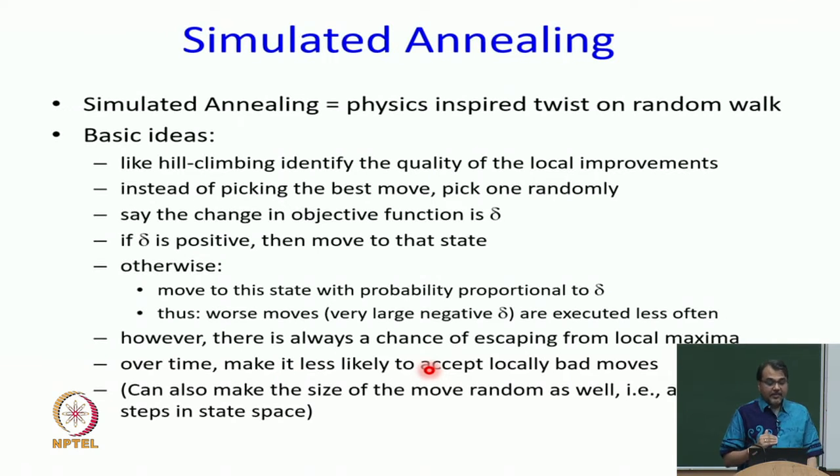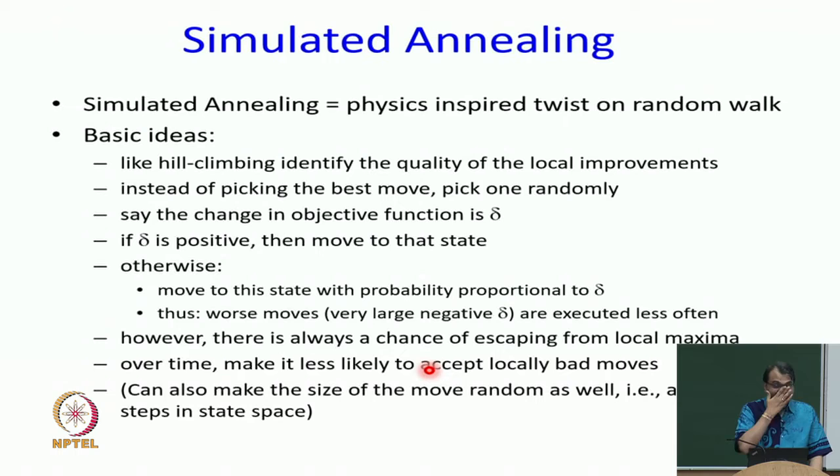Now what is happening is you are moving to the state with probability proportional to delta. So, worse moves, very large negative delta, will probably not be executed very often. If this state looks so bad compared to me, then I would be rather dumb going there, but with a very small probability I will go there, with a very high probability I will not go there. If the state is somewhat worse than me, but not too much, then I will probably go there with a high probability. So, this is the idea of simulated annealing.